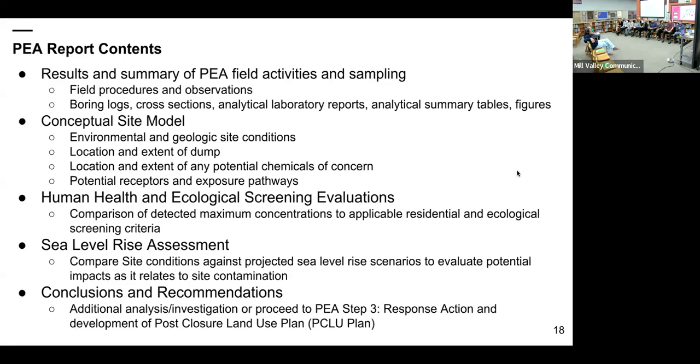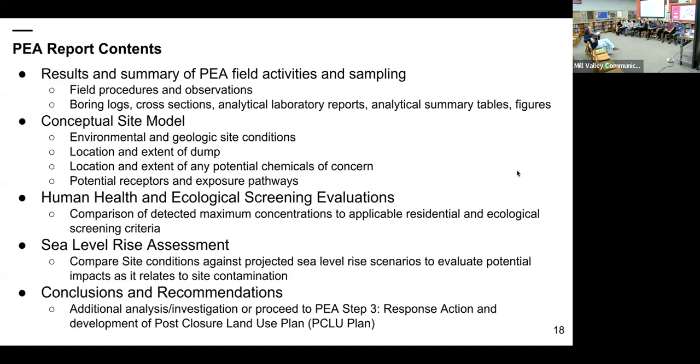Additionally, there will be site-specific human health and ecological screening evaluations. This is where we use the residential screening levels with the concentrations that we find, and we evaluate using the highest concentrations that we find and compare them and evaluate any potential exposure pathway or potential negative impacts that, if the concentrations were to come in contact, they could have.